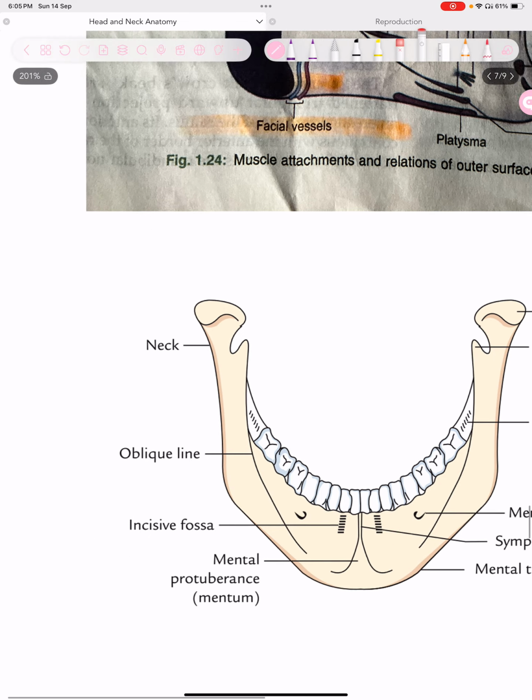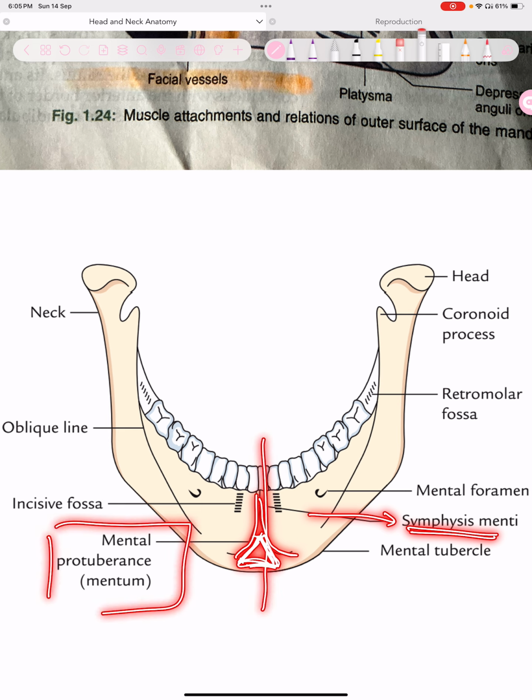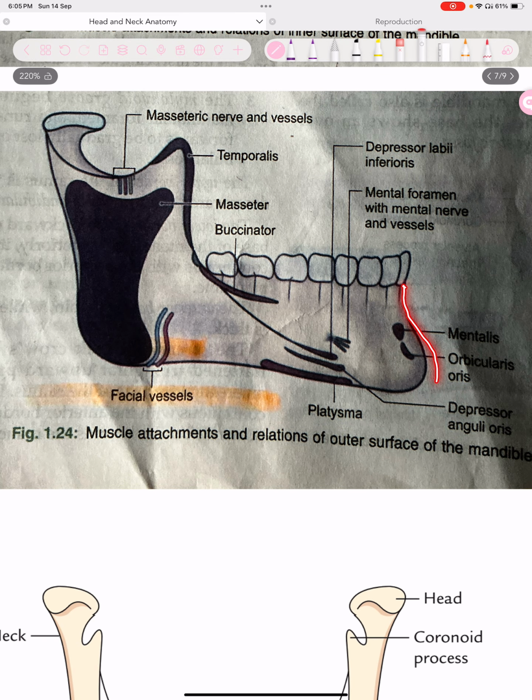Now, what is incisive fossa? I've attached this photo. Here you can see this is the symphysis menti. I already told you in the previous video. And then this is the triangular surface, which forms exactly in the median region. That's the mental protuberance. Right beside that, see right here, mental tubercle. Now, when you look at this symphysis menti, you'll notice that here you have incisive fossa, right here. So in this diagram, where is it? If this is symphysis menti, right next to it you have incisive fossa. There, the incisive fossa gives origin to mentalis and orbicularis oris.